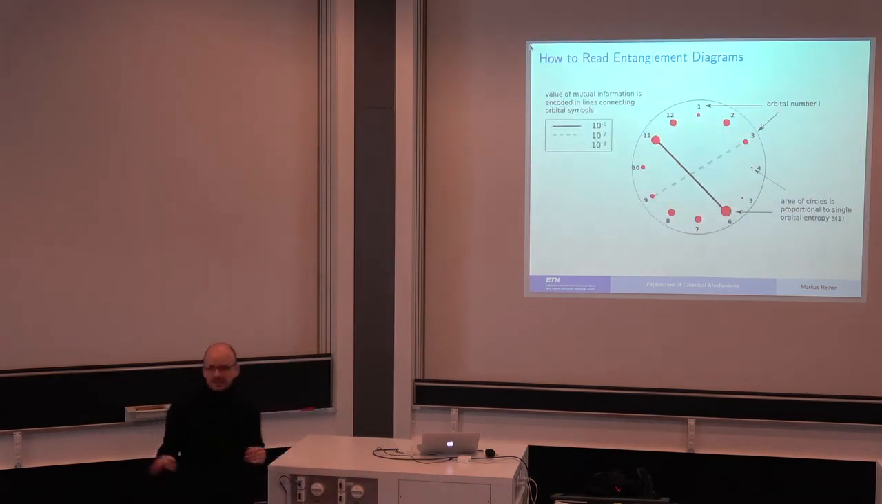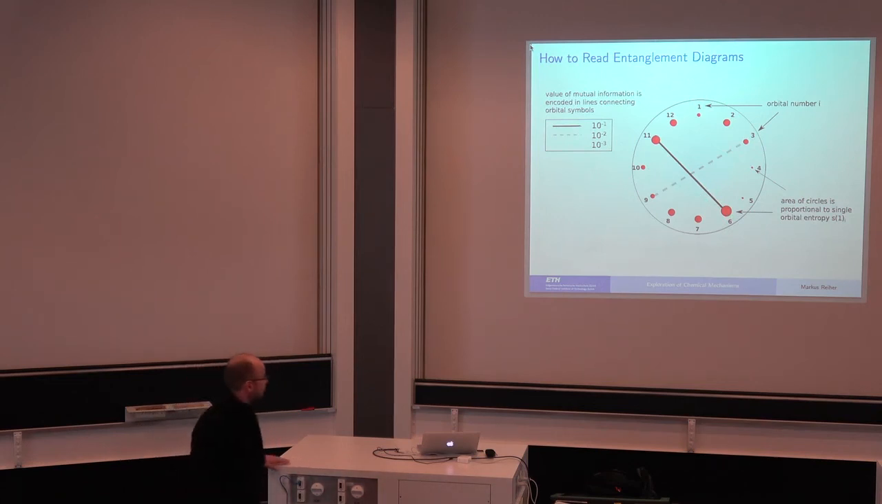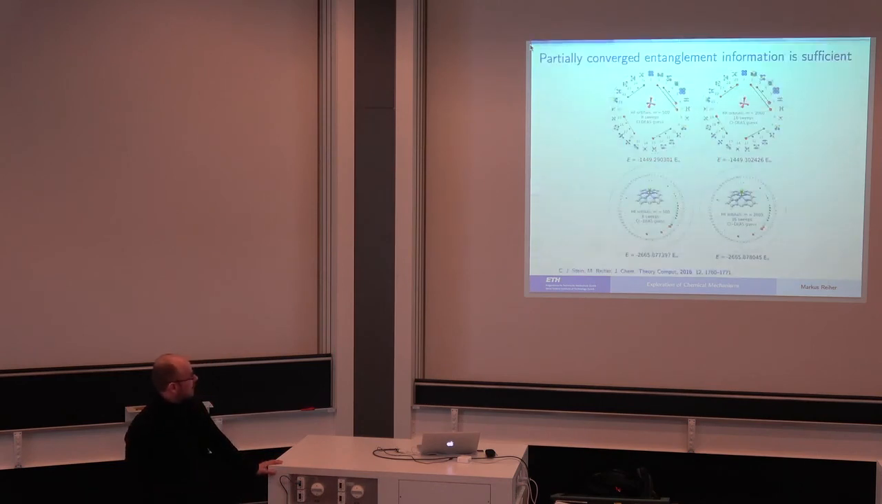And the explicit values don't matter. What matters is how the entanglement looks when plotted graphically. So what we do is we put all the orbitals on a circle, so all the numbers represent an orbital, and then the single orbital entropy is given here. The size of the single orbital entropy is given by the area in red of the circle, and the mutual information is encoded in the thickness of the lines connecting two orbitals. We call these entanglement diagrams.